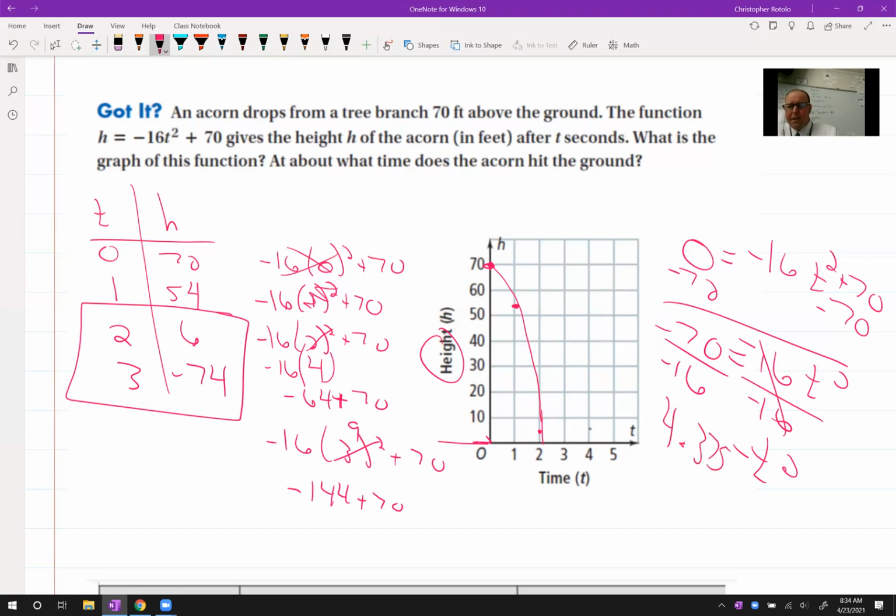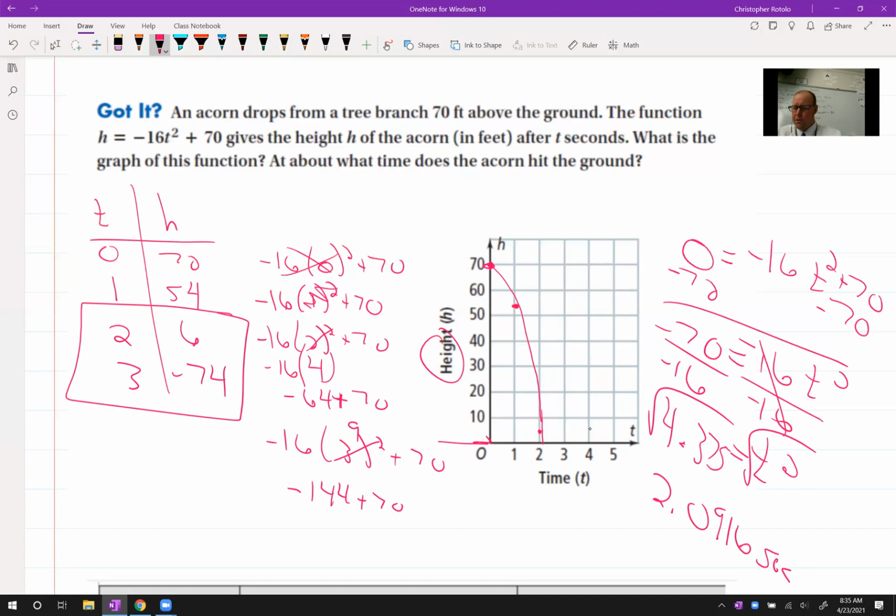4.375. And how do we get rid of squares? We take the square root of it. Okay, so let's take the square root of that. And guess what? It's 2.0916 seconds. Well, that's pretty doggone close to what we thought. We thought it was really close to 2.